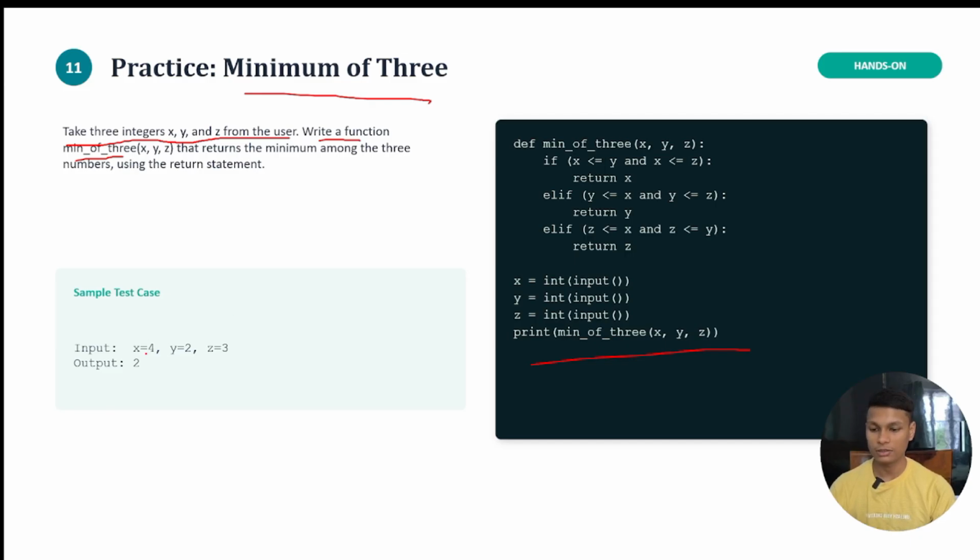In the sample you can see that x is 4, y is 2, and z is 3. Okay, and our output is 2 here. You can see that 2 will be printed. It means that 2 is the minimum number, the smallest one. So let's write the code for this one.